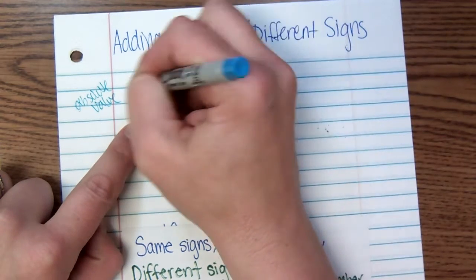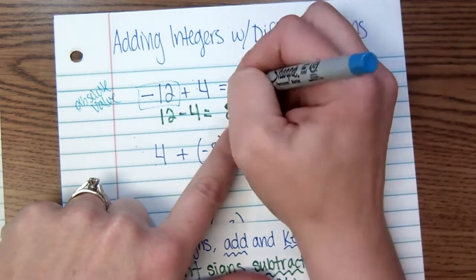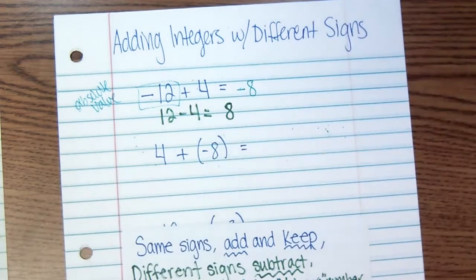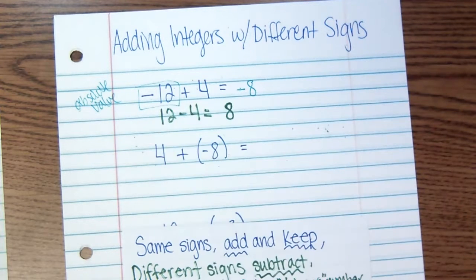So when I look up and see which one's bigger, the 12 is bigger. There are more negatives. So my answer is not going to be 8. It's going to be negative 8. Because when I take away those pairs, I'm going to have negatives left over.